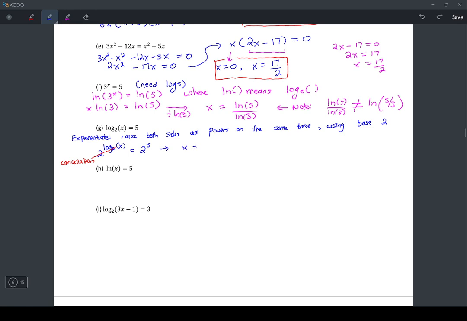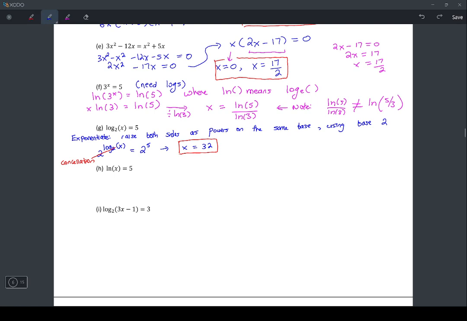Okay, now the right-hand side, 2 to the power of 5 is not 10. It's 2 multiplied by itself 5 times, and if you do that, you'll get 32. That's the answer. So log base 2 of 32 is equal to 5.